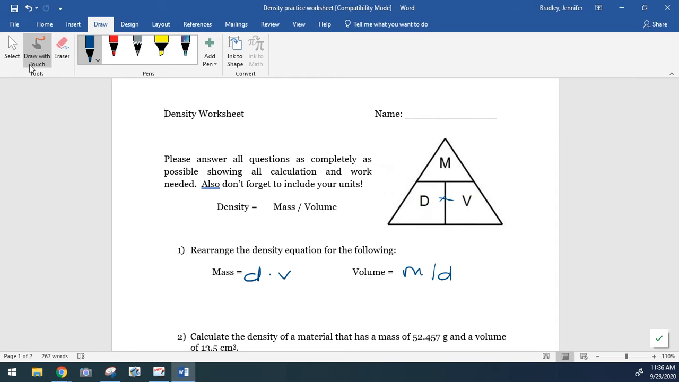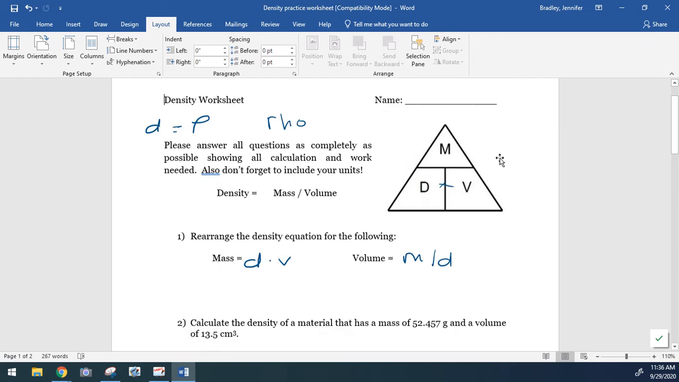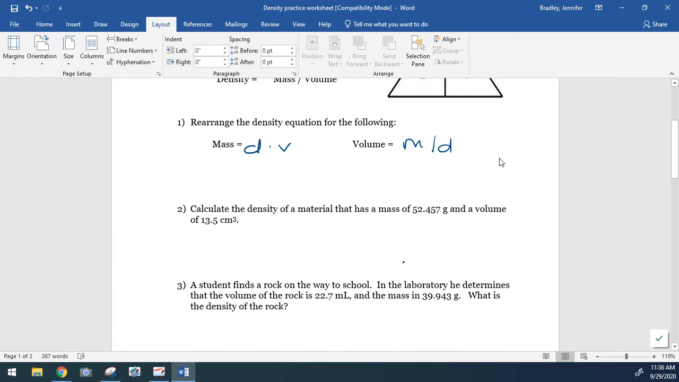I want to remind you that density is actually rho. That's the Greek letter, spelled RHO, and it stands for density universally. So we have to be careful and pay attention to that. All right, so let's look at how we can do one of these calculations.